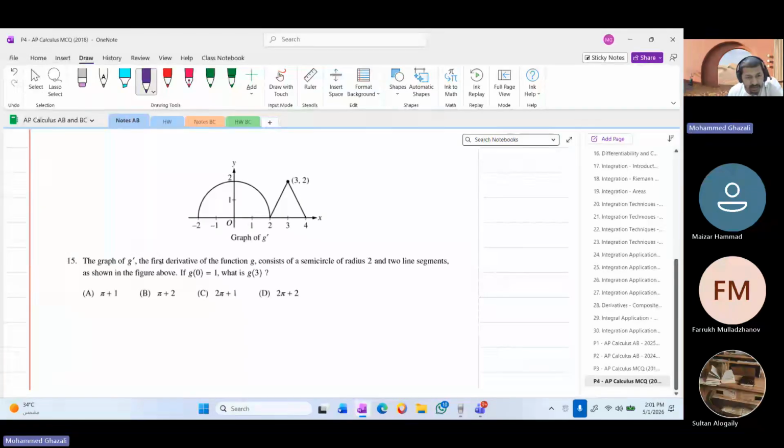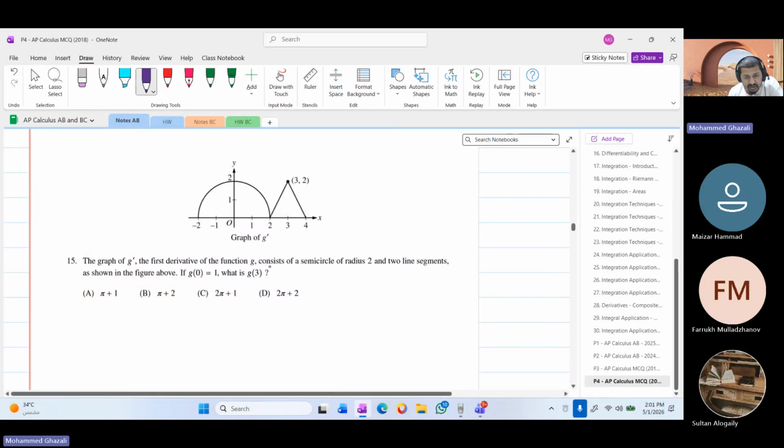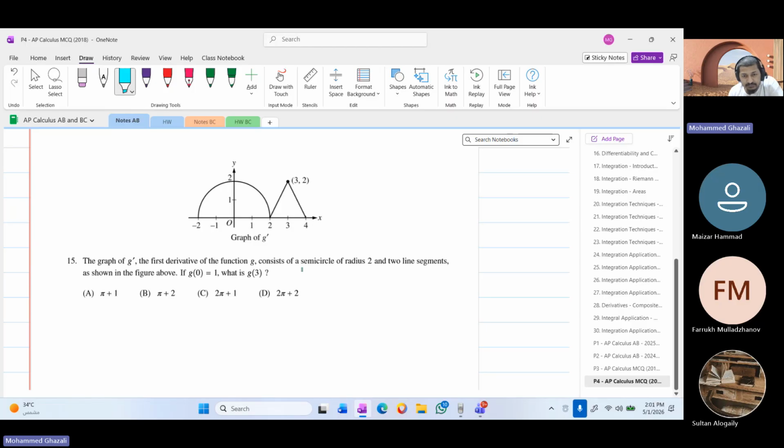The graph g prime, the first derivative of the function g, consists of a semicircle of radius 2 and 2 line segments as shown in the figure above. So there's a line segment up and then a line segment down. If g of 0 is equal to 1, what is g of 3?